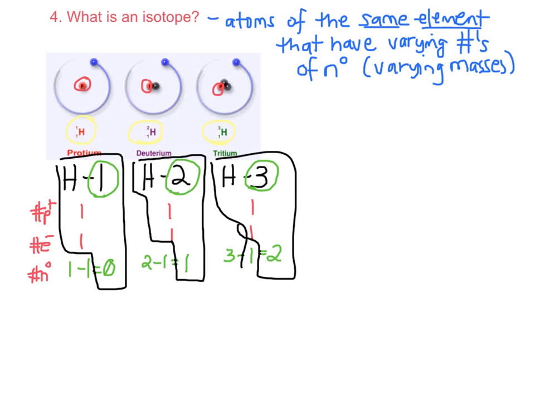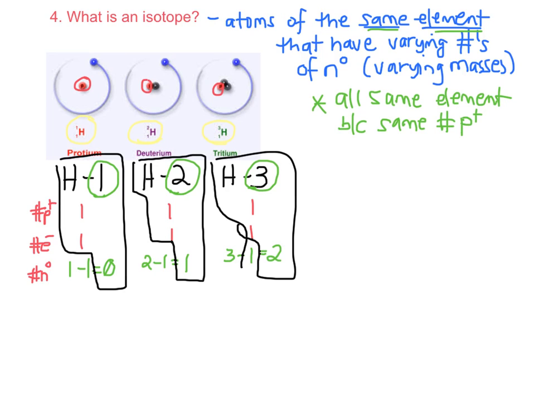So the definition of an isotope. Isotopes are atoms of the same element that have varying numbers of neutrons or varying masses. Because remember, the neutrons add mass but no charge to the nucleus. So what we're saying here is that all of these are hydrogen, right? Because they're all the same element. I wrote up here same element because they have the same atomic number. Because they all have the same number of protons, right? All these hydrogens have 1 proton. What makes them different is that they have different numbers of neutrons. So these are called isotopes.